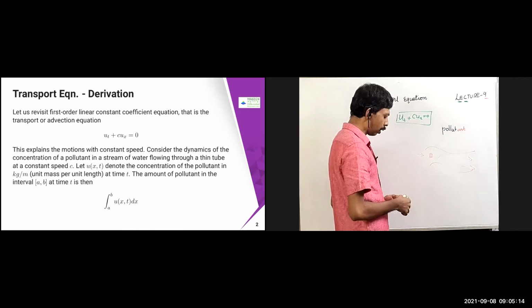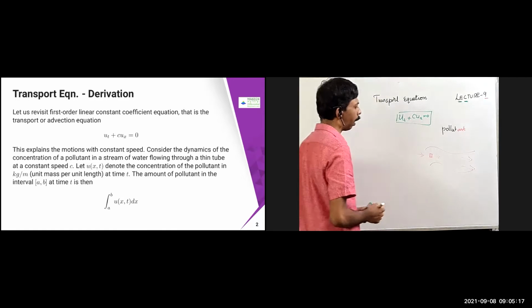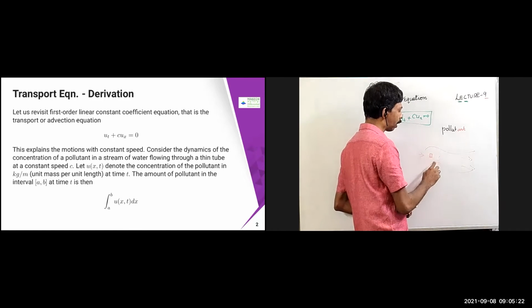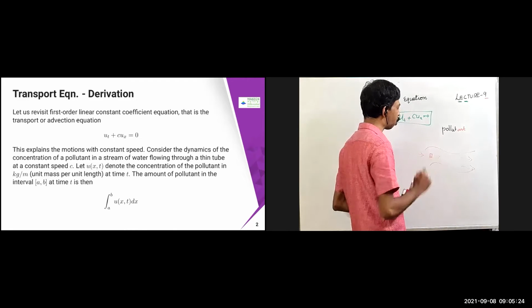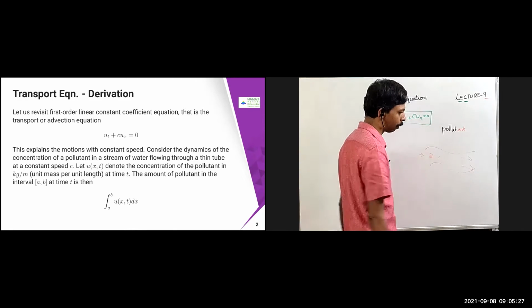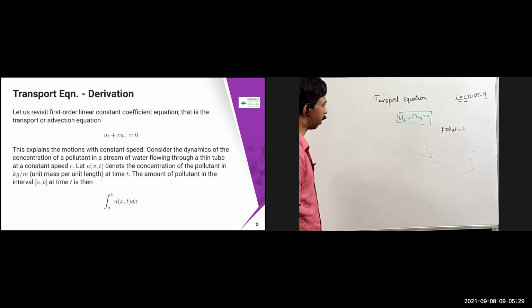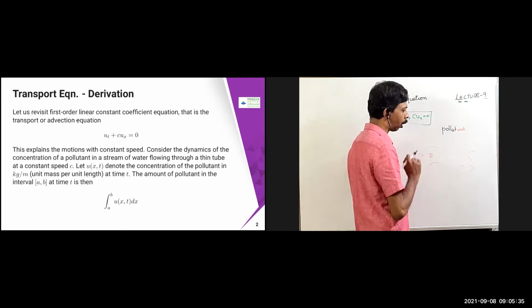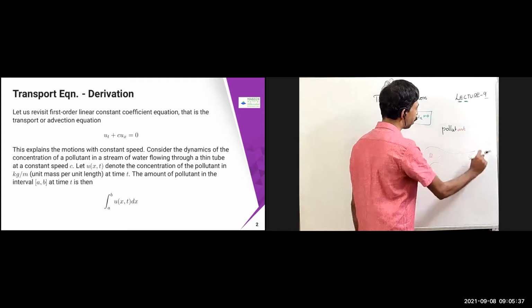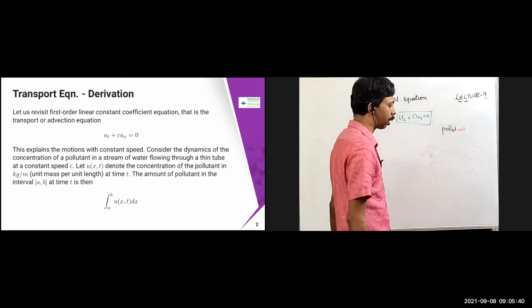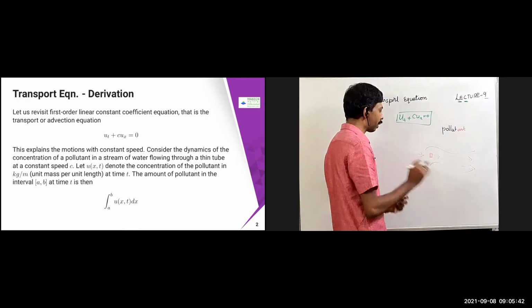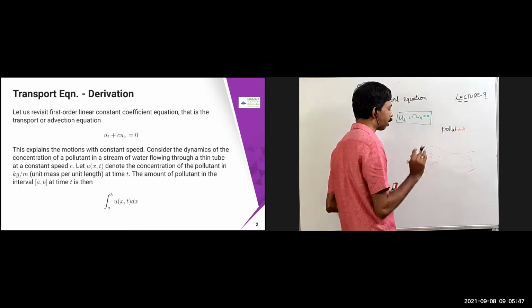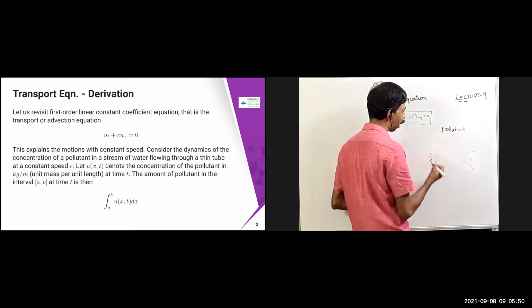Let us see that. Let us assume the following and explain the motion with a constant. Like the ant moving in the direction of the river, that ant is nothing but the pollutant. We are going to consider the dynamics of the pollutant in the stream of water, the way the ant was flowing. Let us assume that the pollutant is going along the stream of water at a constant speed, where c is the constant speed.